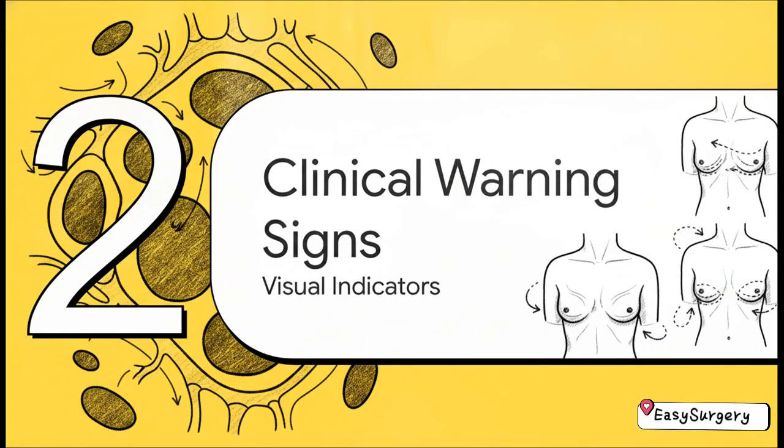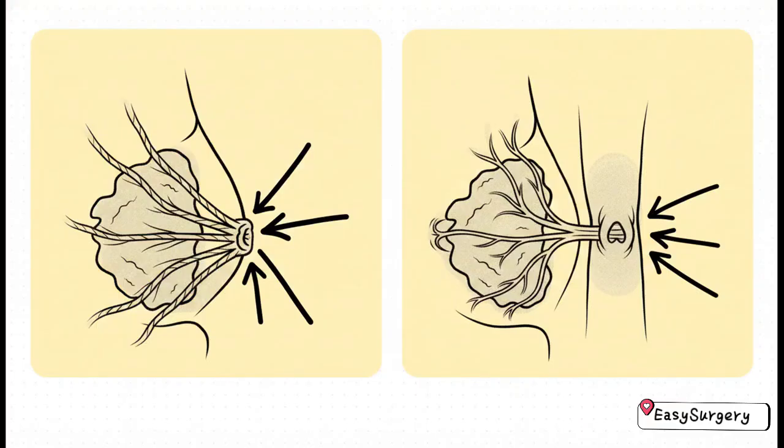Moving right along to Section 2, clinical warning signs. What actually happens visually on the outside of the body when a tumor starts pulling on all those internal structures we just talked about? And this brilliantly illustrates the mechanical effects of tumors. On the left, we've got dimpling. See, the breast is supported internally by these things called the suspensory ligaments of Cooper. If a cancer involves those ligaments, it literally pulls them inward, creating this visible dimple on the skin.